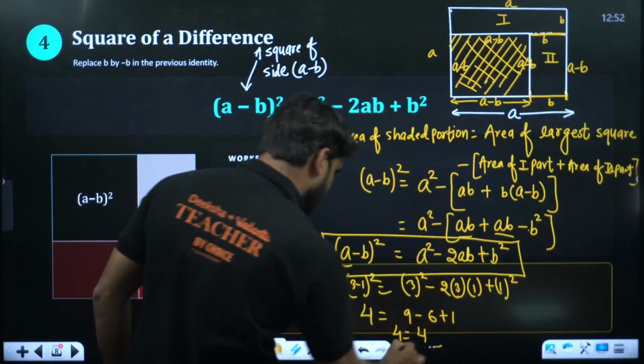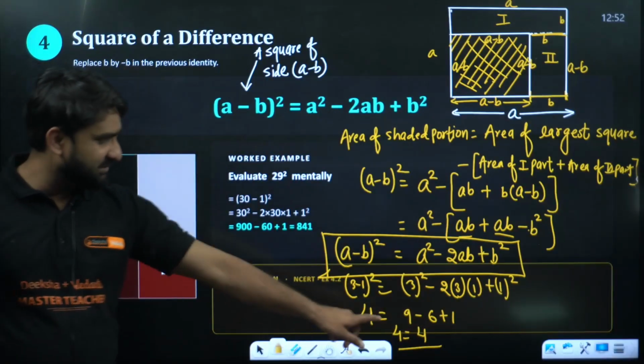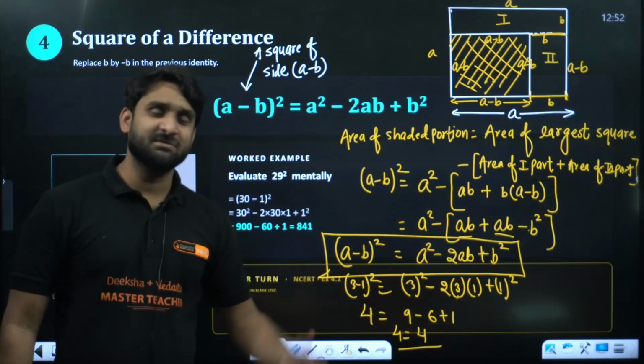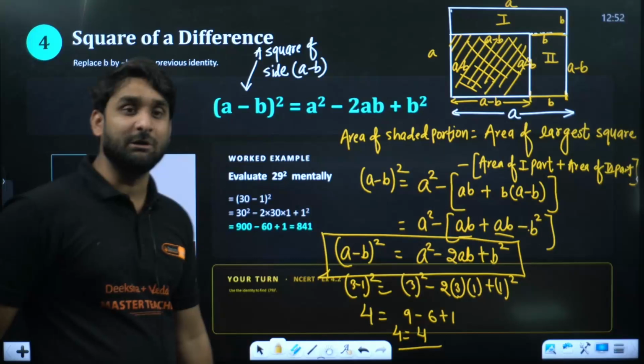Oh my God, can you see the result? Both the results are equal to each other. Hence the algebraic identity is absolutely proved.